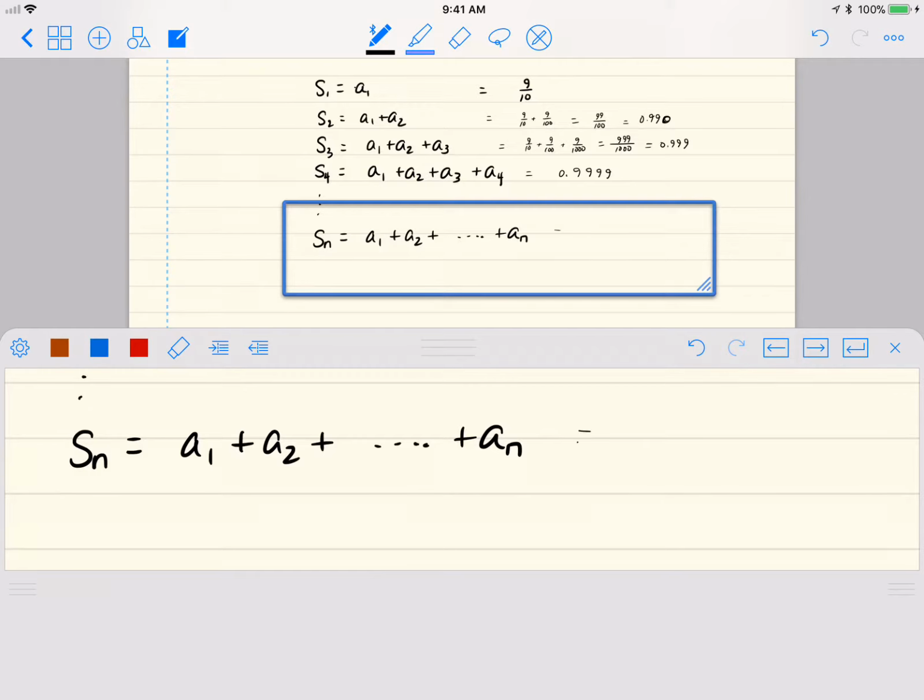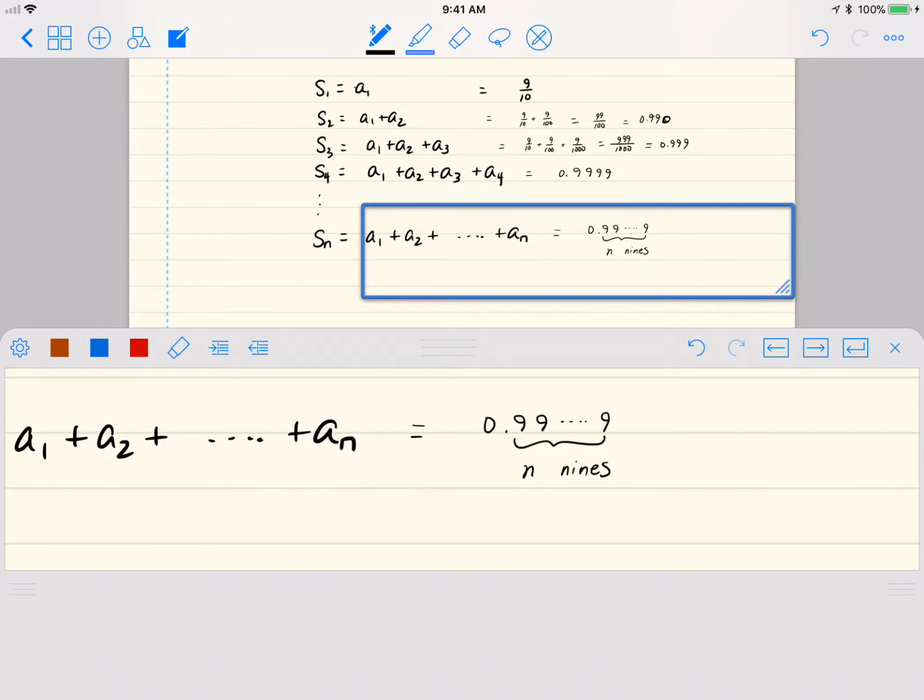Well, Sn is going to be 0.99 and so on, right? And I know that I'm going to have n nines. Here's the problem with writing it like this. It's going to be difficult for us to figure out what the limit is or to compute the limit. So I need to rewrite this. I know the denominator is going to be 10 to the n, and the numerator is actually going to be 10 to the n minus 1.